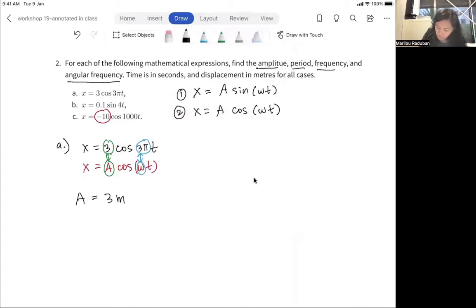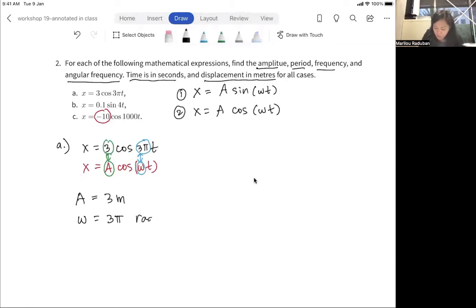So it says here time is in seconds and displacement is in meters. Okay, so it's important to put your units as well. So the amplitude should be 3 meters, and then from the equation we can pick out the omega. Omega is the number that's in front of t. So that will be 3 pi. So it should be the whole 3 pi that is equal to omega.